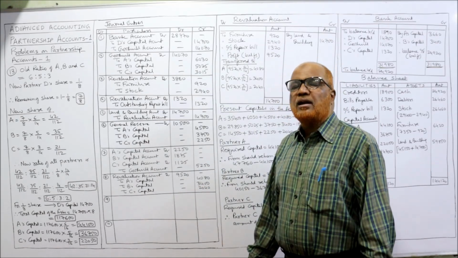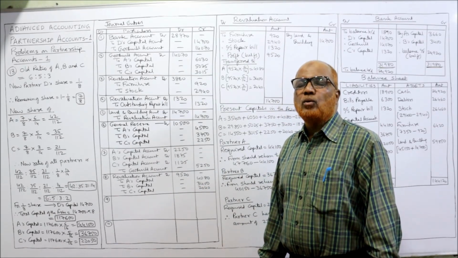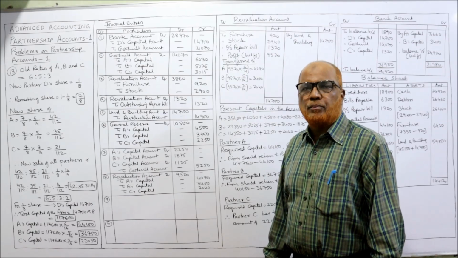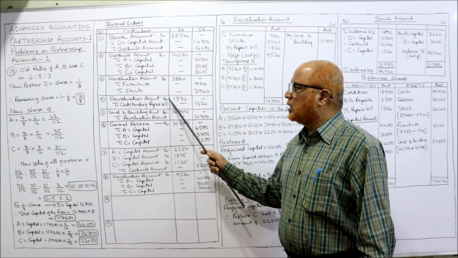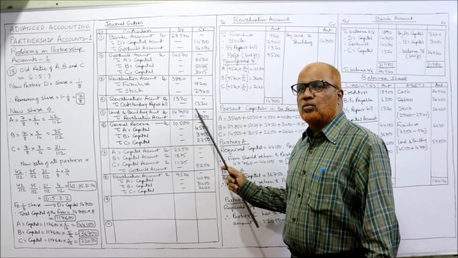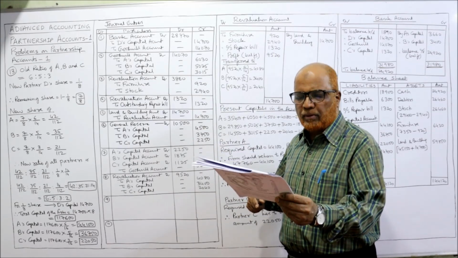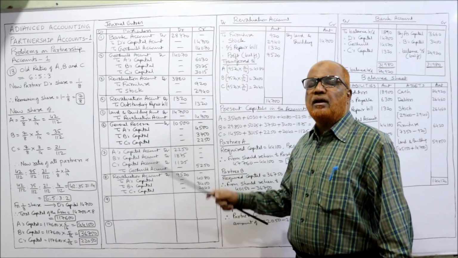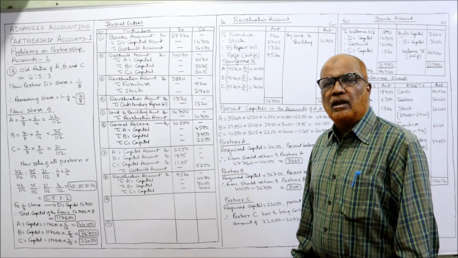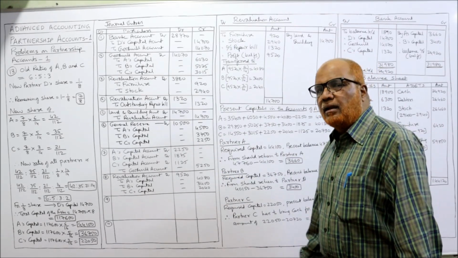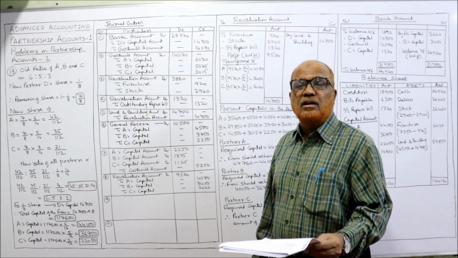Next, the outstanding repair bill. A new unrecorded liability should be brought in. Revaluation account debit, outstanding repair bill credit, 1,320 given in the problem. Being an unrecorded liability, now recorded. Now, land and building are to be appreciated, increased.